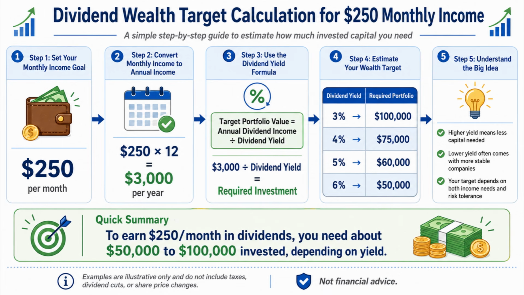In summary, to earn $250 per month in dividends, you need about $50,000 to $100,000 invested, depending on the dividend yield. The higher the yield, the lower the required investment amount. The lower the yield, the higher the investment amount needed.